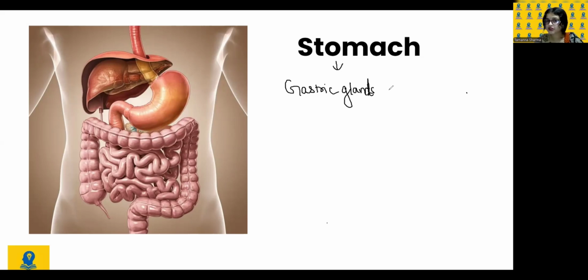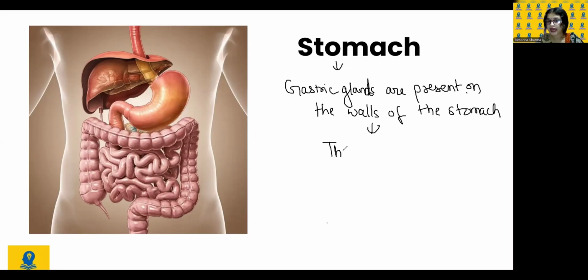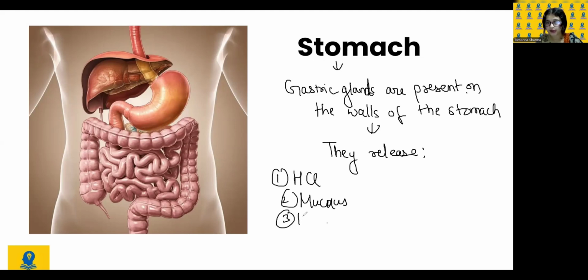Okay, so gastric glands, where are they present? They are present on the walls of the stomach. Okay, what do they release? They release three substances, like I already told you. HCl, that is hydrochloric acid, mucus, and number three is pepsin.